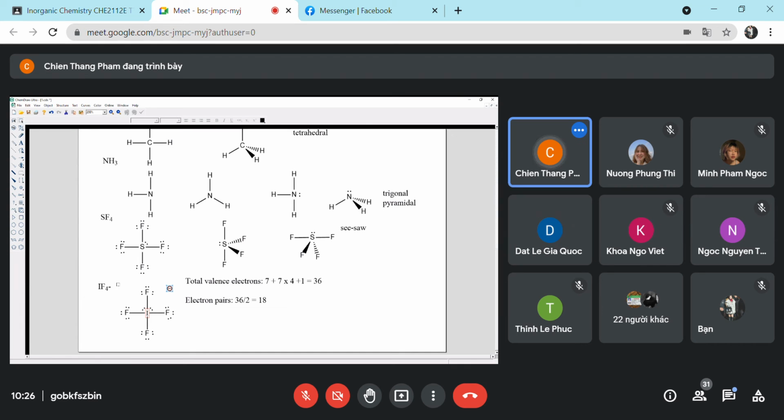Okay, now with 6 electron pairs surrounding iodine, this gives the basic shape. So what is the basic shape for 6 electron pairs? Octahedral. Check the table for the basic shape of 6 electron pairs.